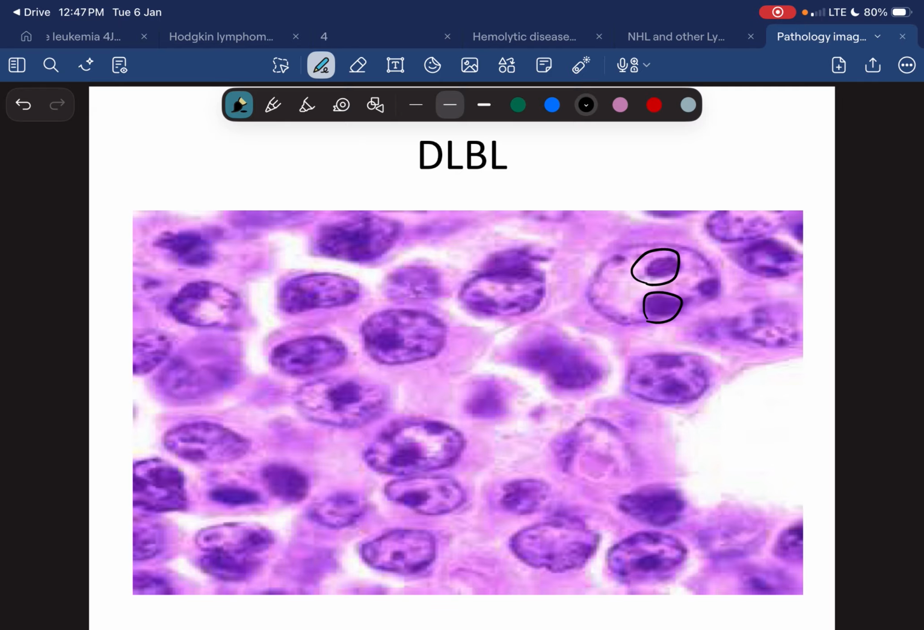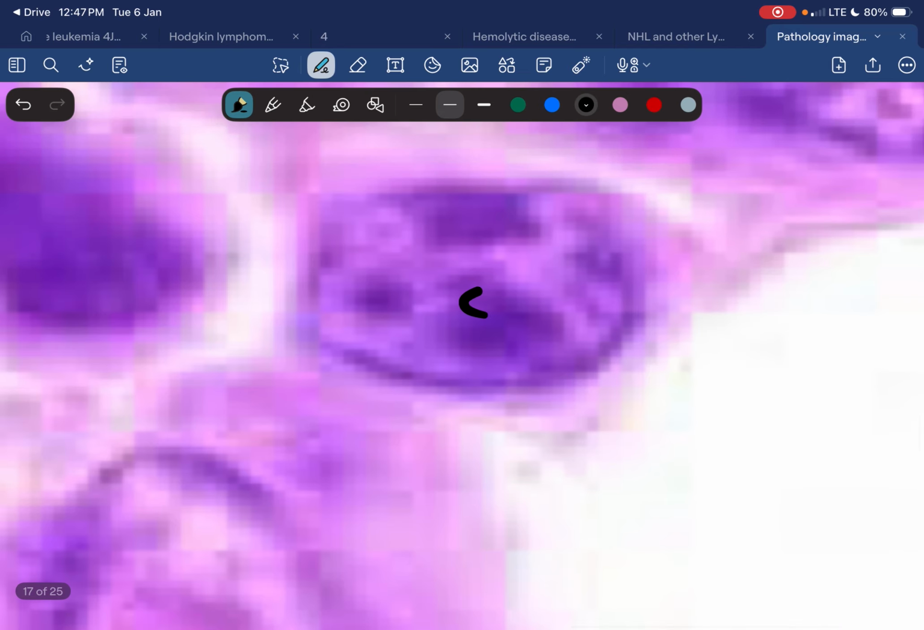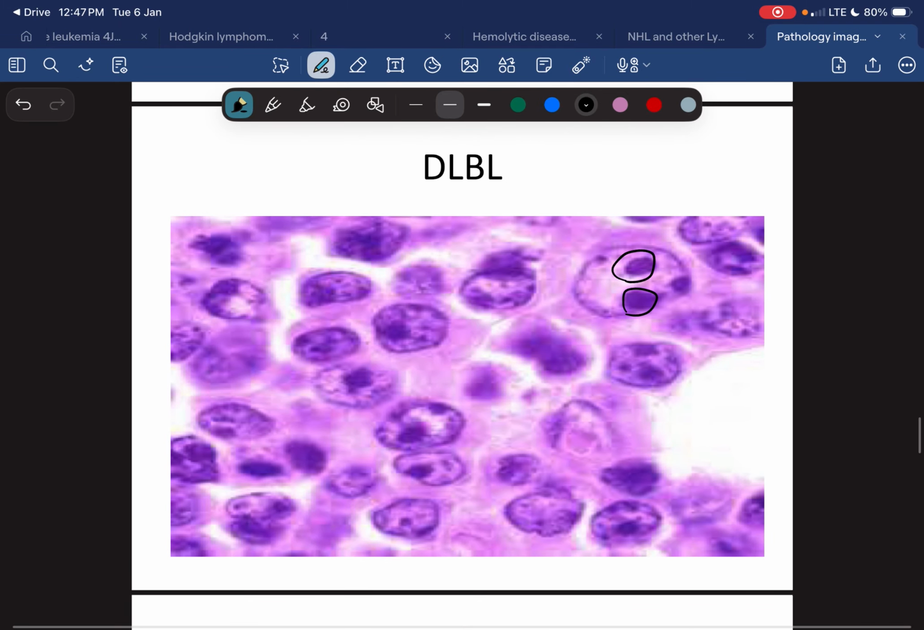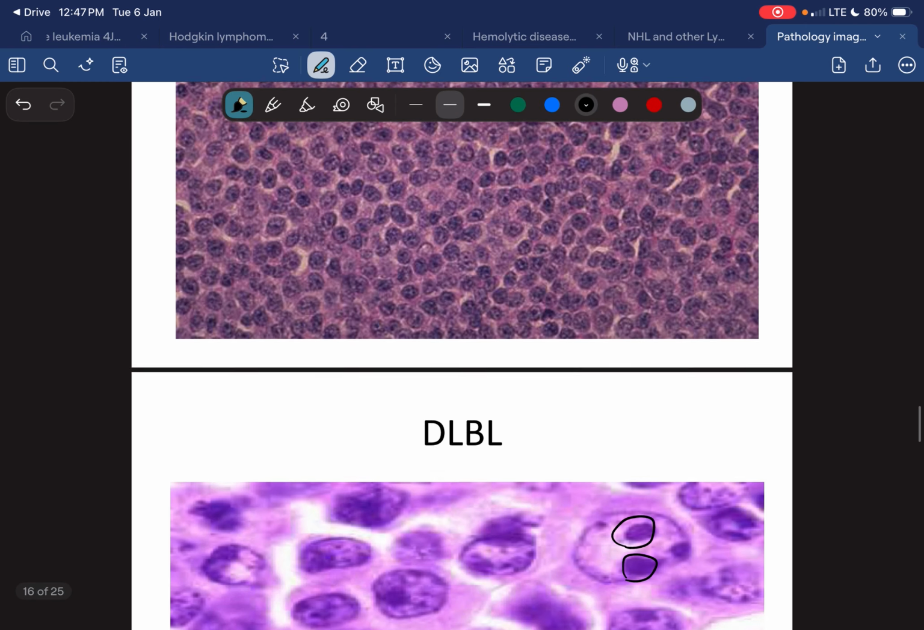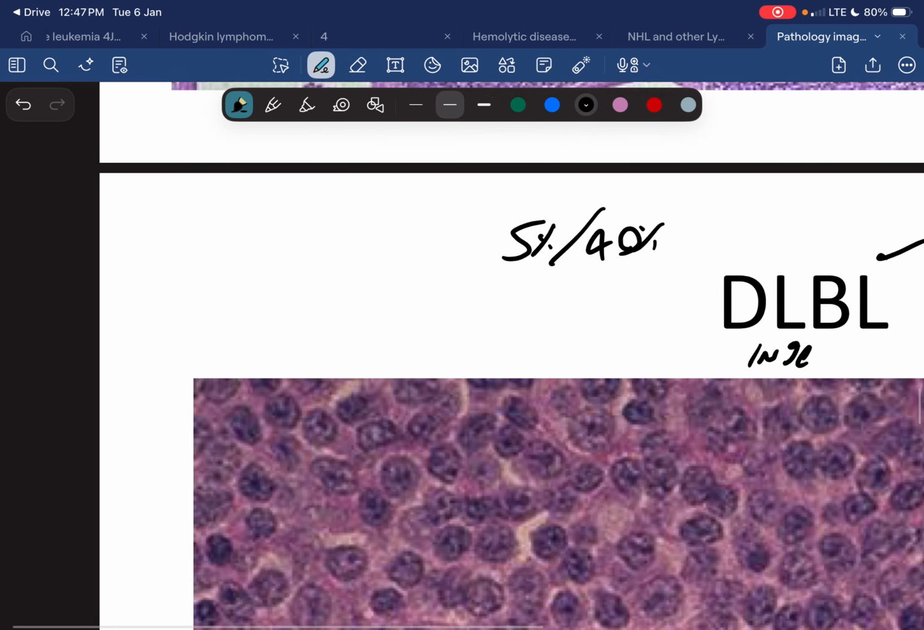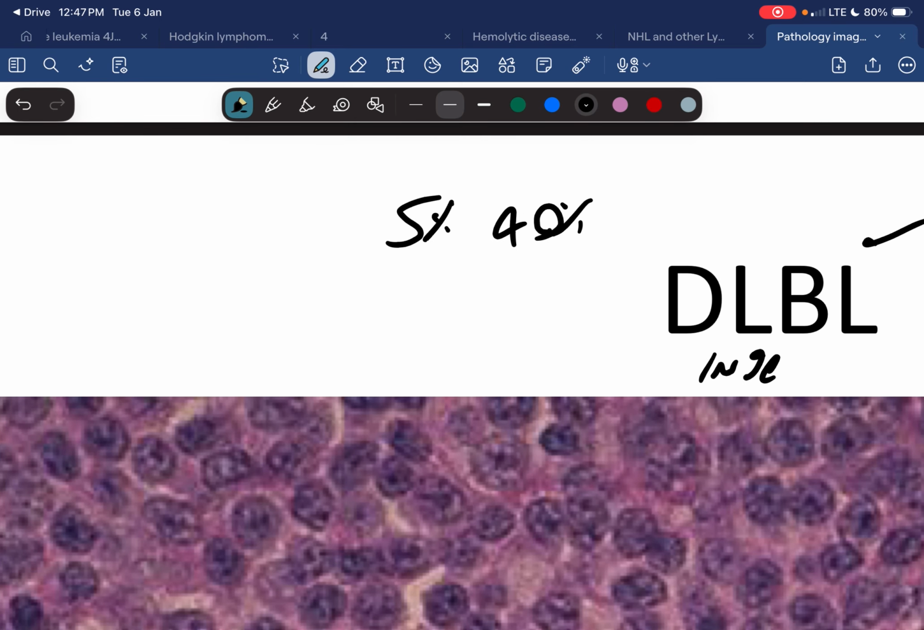okay? The DLBCL could be de novo, يعني arising by itself at older age group, or coming from transformation from lower grade lymphoma. مثال على lymphomas transform to DLBCL in a phenomenon called Richter's transformation اللي هما follicular lymphoma وال SLL اللي small lymphocytic lymphoma.